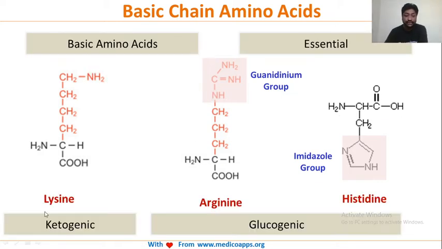Let's look. This is our lysine, a simple 4 chain carbon with NH2. This is arginine. Arginine again has a guanido group. It has 4 carbons only, 1, 2, 3, but the 4th carbon has the guanido group. And lastly, we have histidine, which has this imidazole group, 2 nitrogens in the cyclic compound.